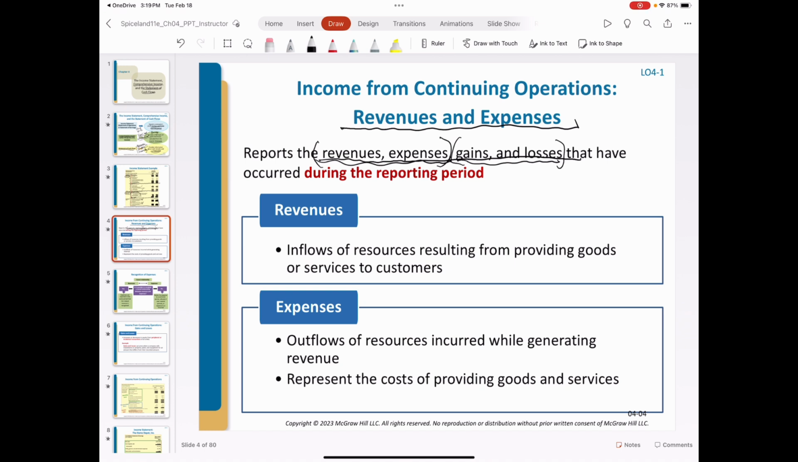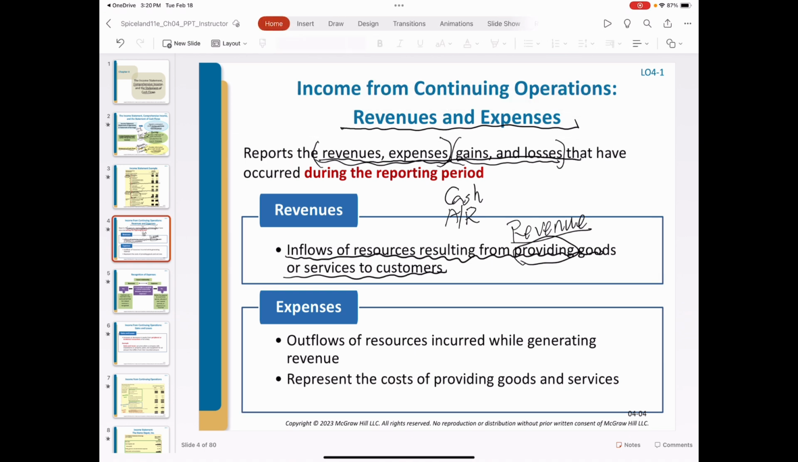The definition of revenue is the inflow of resources that results from providing goods and services to customers. So this is a result from the transaction with the customers. So the inflow of resources may represent cash receipts or accounts receivable. Right? The company recognized revenue because it is a result from providing goods and services. It doesn't matter whether the company received cash or not.